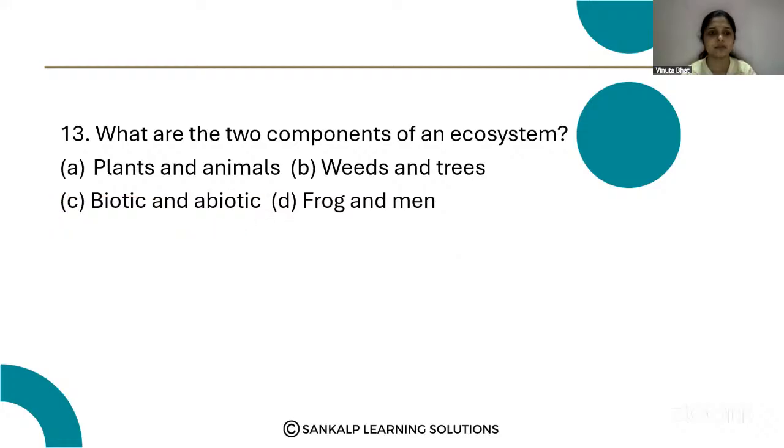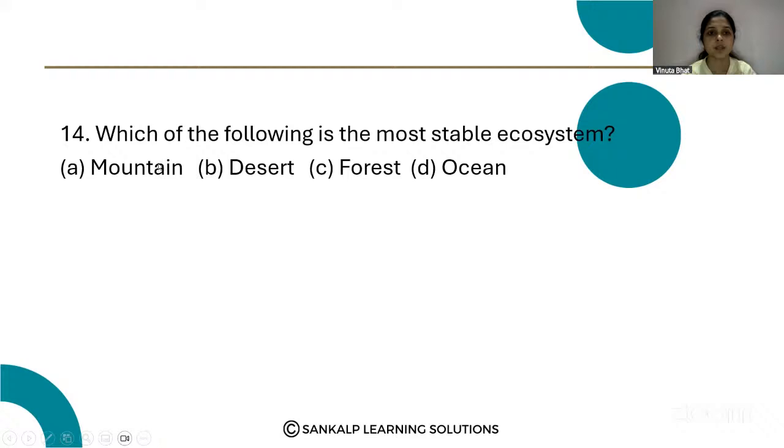Question number 14. Which of the following is the most stable ecosystem? Option A, mountain. Option B, desert. Option C, forest. Option D, ocean. Which of the following is the most stable ecosystem? Mountain is not stable, so it may undergo changes. Desert ecosystem is also not more stable. Forest ecosystem is also not more stable.